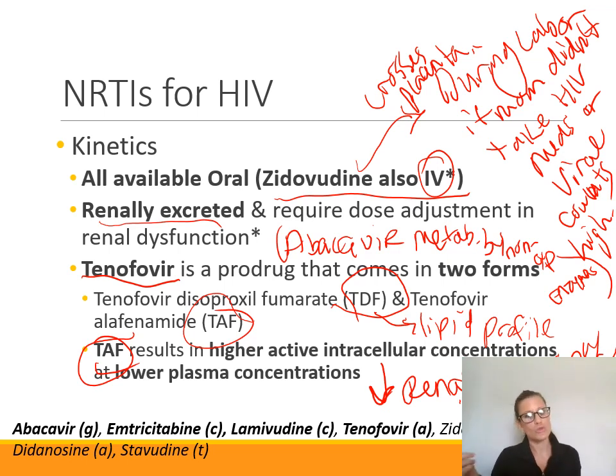So which one you choose, if you are going to use tenofovir, depends on your patient. If your patient already has issues with bone density, then I would choose the TAF. If they already have really severe lipid profiles, but the kidneys are fine, the bones are fine, then perhaps TDF.